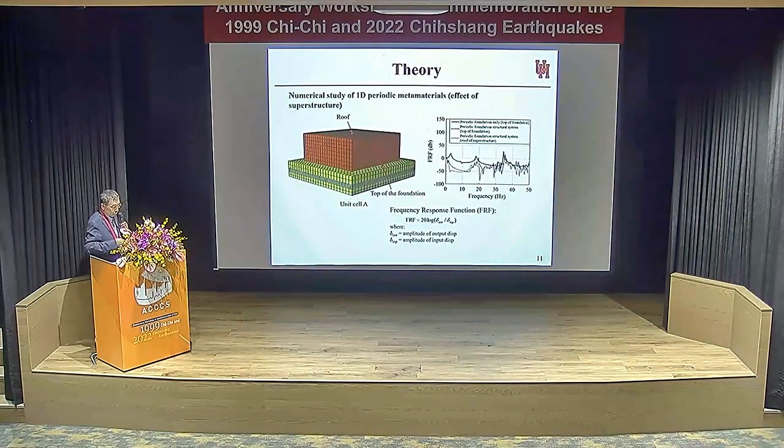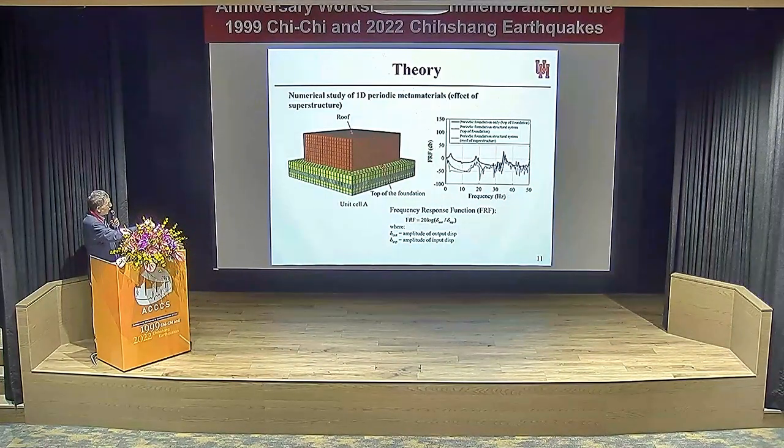And then we also did a numerical study for 1D metamaterial. This is the metamaterial, concrete, rubber, concrete, and this is a superstructure. We make it become an equivalent structure. As you can see, after we perform analysis, we plot the FRF versus frequency relationship.